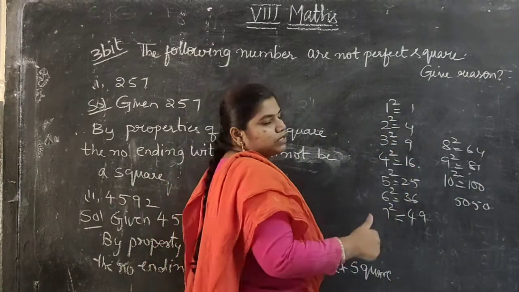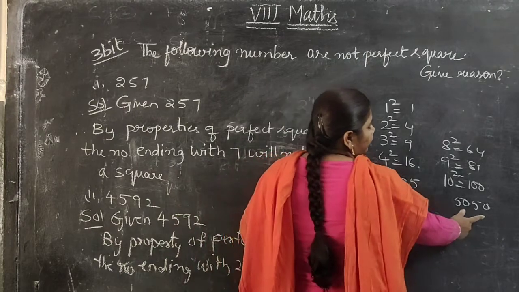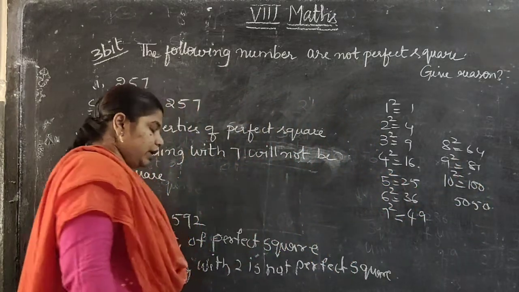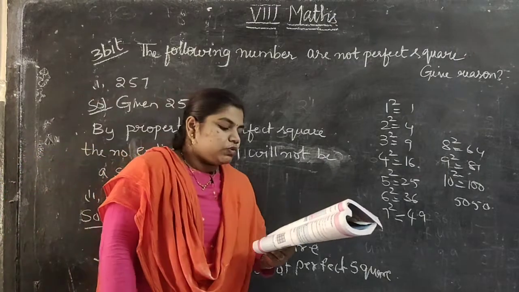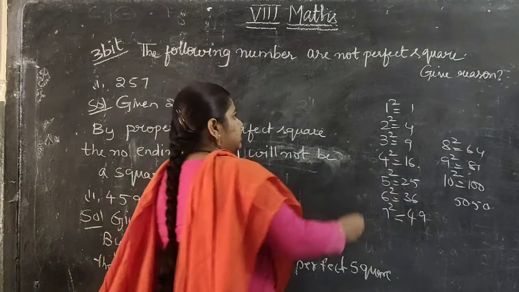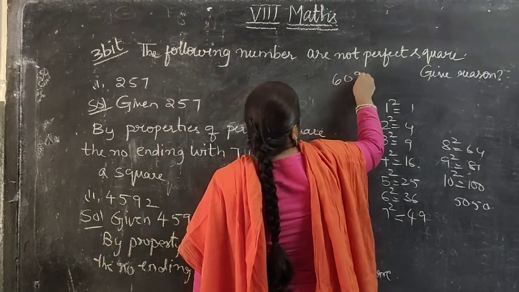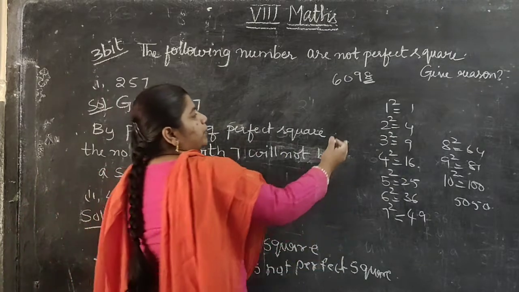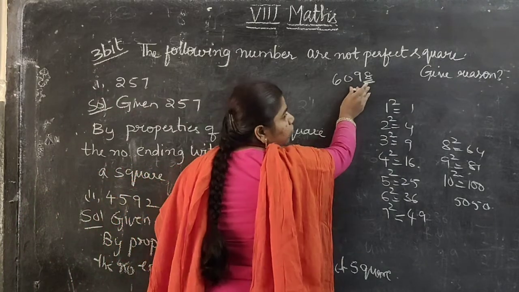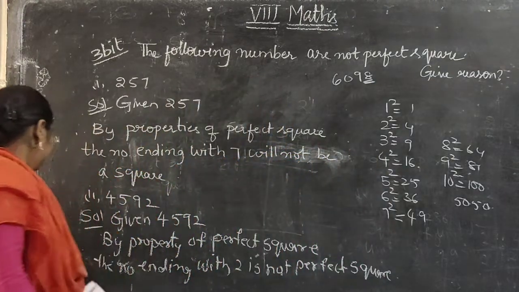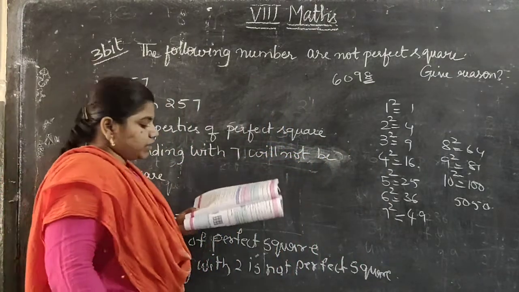An even number of zeros should be there. But in this 5050 you have only a single zero, so it is also not a perfect square. Next, the last one is 6098. In this 6098 also the last digit is 8. So by using the perfect square property we can tell this number is also not a perfect square because the last digit is 8. The remaining 3 problems you write as homework.